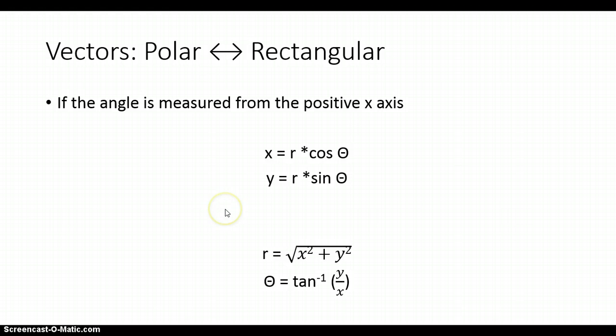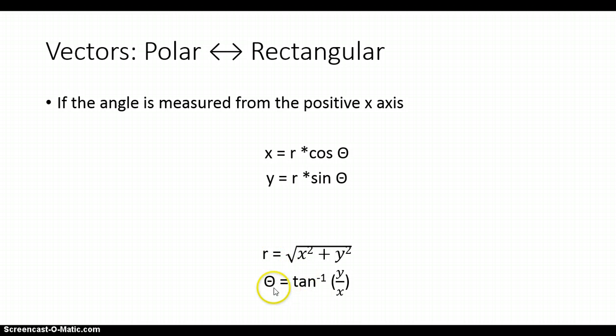Now, let's say that vector has been represented in rectangular form, and we want to take it to polar form. What we do is take the x component of the rectangular form and square that. We take the y component of the rectangular form and square that. Add those two together, and then take the square root of that sum. And that will give us the magnitude, which is represented here as r.